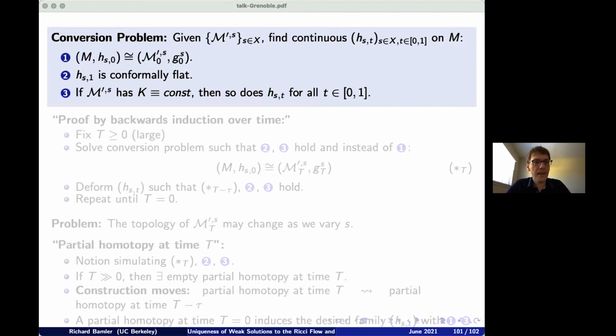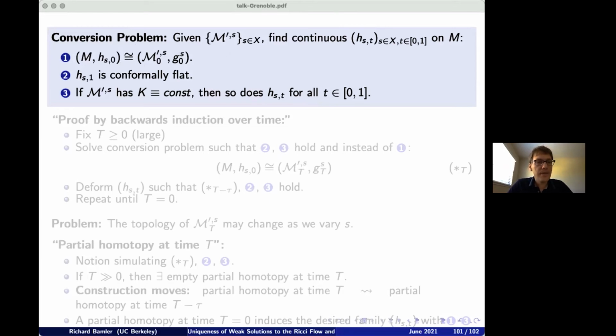So if our flows M prime S were not singular, if they happened to be given by conventional Ricci flows, then we could just choose HST to be the corresponding Ricci flow, appropriately rescaled and reparameterized, and then we're done. Okay? So the difficulty here is to deal with possible singularities.